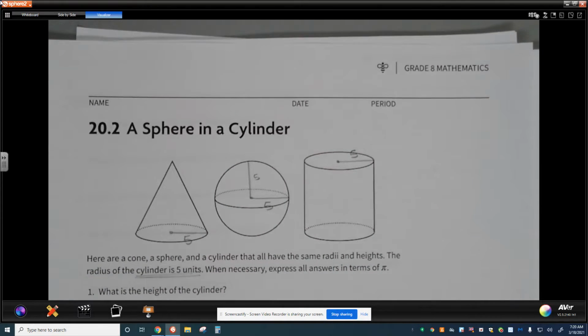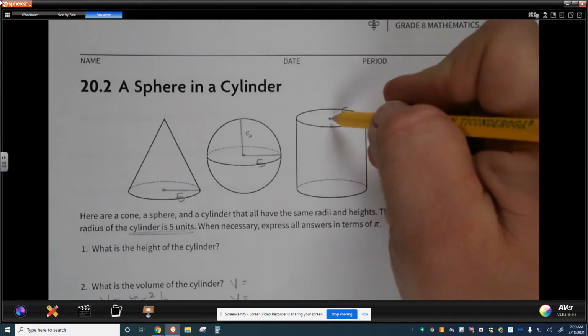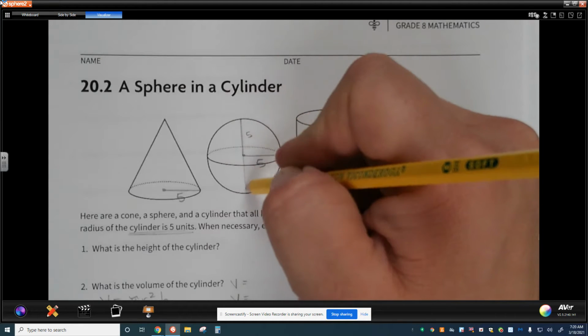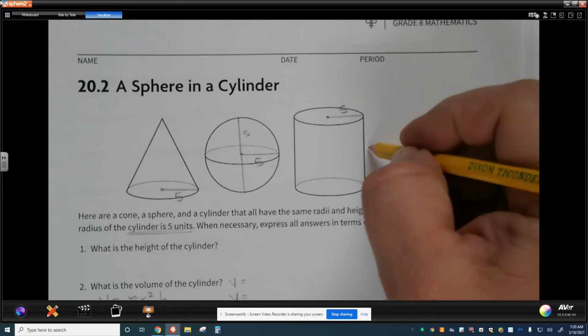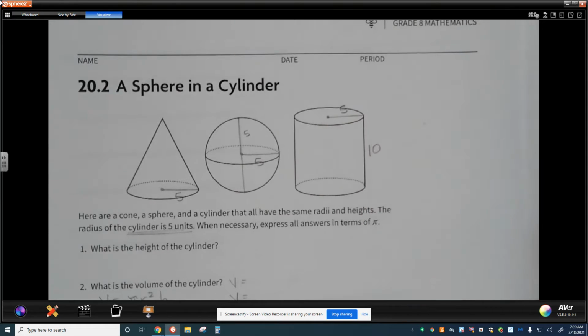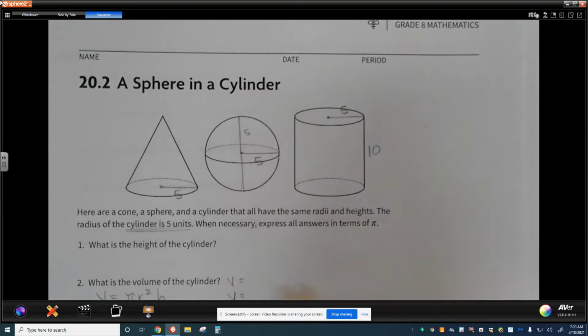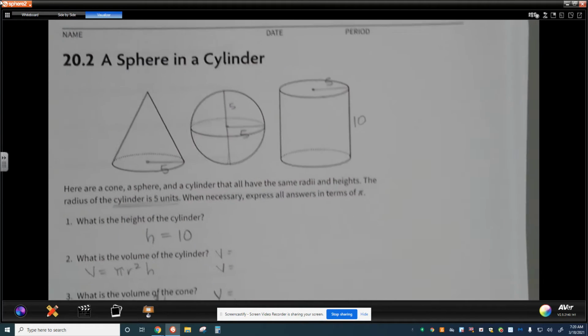The next step is to find the height of the cylinder. The height of the cylinder would be the same as the height of the sphere, and the height of the sphere, if we just go through and double this value, we end up with another radius of 5. So that means the total height of the cylinder must be 10 because the total height of the sphere is 10. So this one, height is equal to 10.